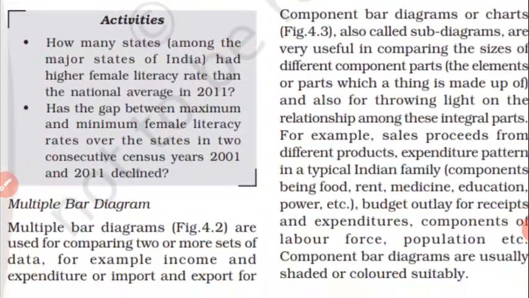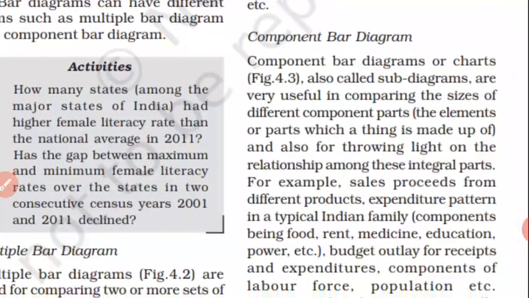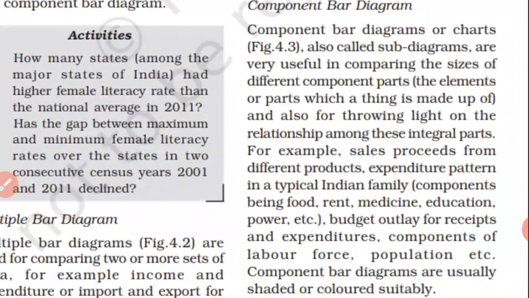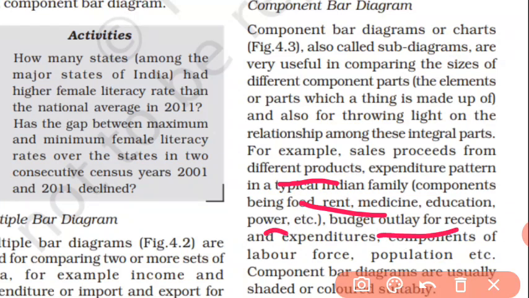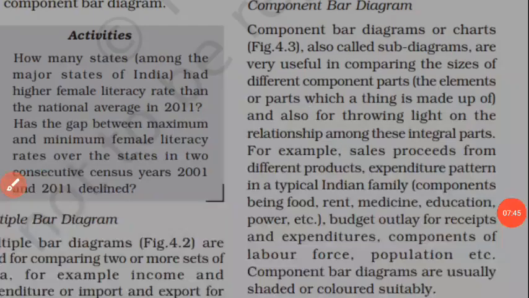Now component bar diagrams are there, multiple bar diagrams are there. There are several types of bar diagram. In a component bar diagram, sub-diagrams are very useful in comparing the size of different components. For example, sales proceeds from different products, expenditure patterns of a family on medicine, education, power, outlay of receipts and expenditure and all. Okay, beta. So all these things are there.